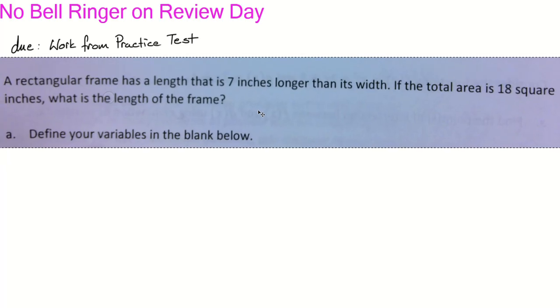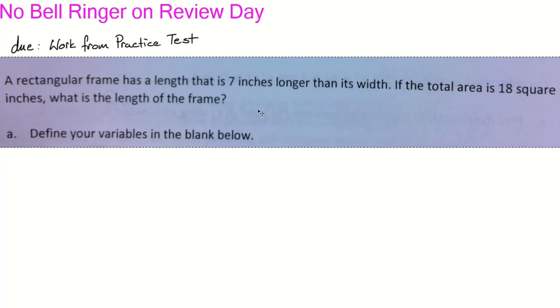So here's this. We have a rectangular frame, and we know that the length is 7 inches longer than the width. We're also told the total area. So we need to define our variables below. Now, for this, what I was seeing as I came around, and a lot of you guys have it, W and L, right? Like, that makes sense. Now, here's the issue, though. If we have 2 unknown things, and we multiply them and get 18, can we solve for both of them? Can you have 2 unknowns in a single equation and solve both? You can solve for one or the other in terms of the other.